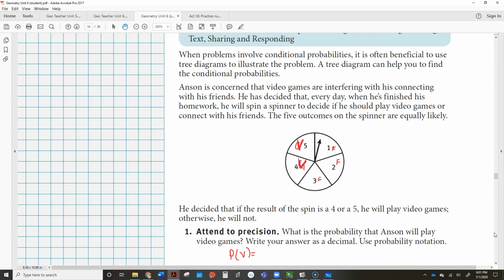So we know how to do probabilities. We put the desired event on top. How many desired outcomes will give us video? There are 2 videos on the spinner. And what's the total number in the sample space? There is a total of 5. It says write your answer as a decimal. I'm using probability notation. The probability that he's going to play a video game, his chances are there's 2 outcomes that favor video, 5 total outcomes. So 2 out of 5, I believe, is 0.4.